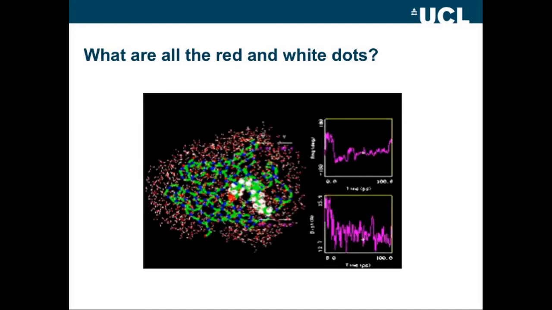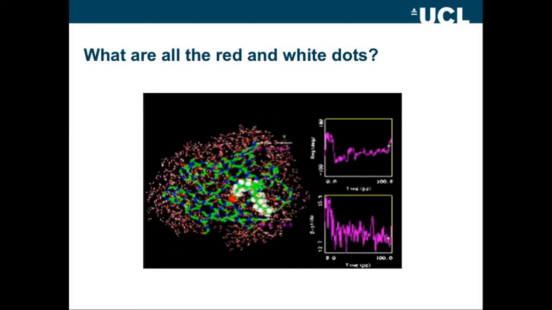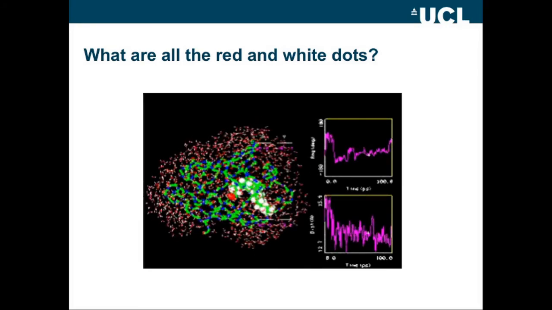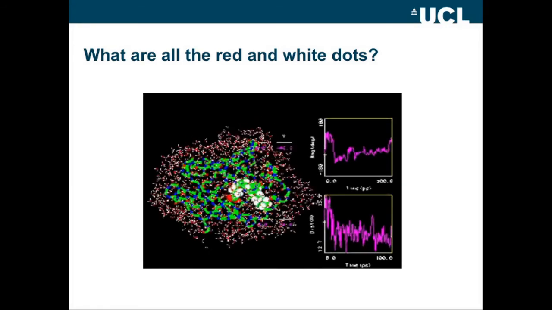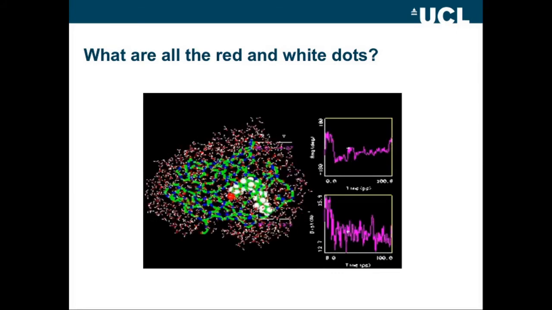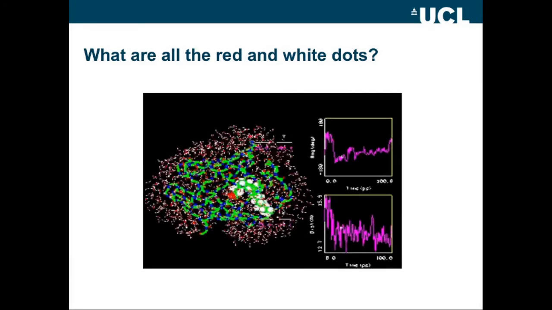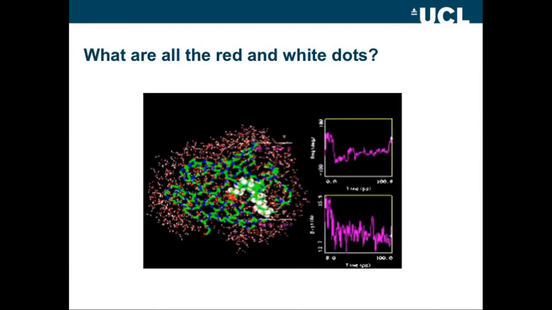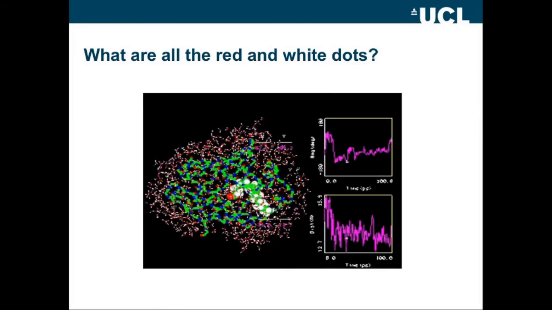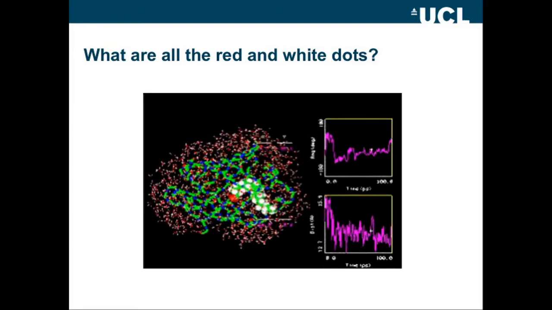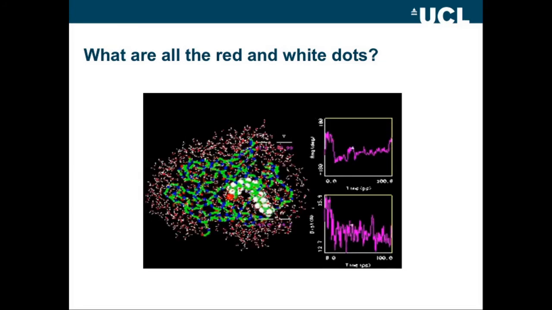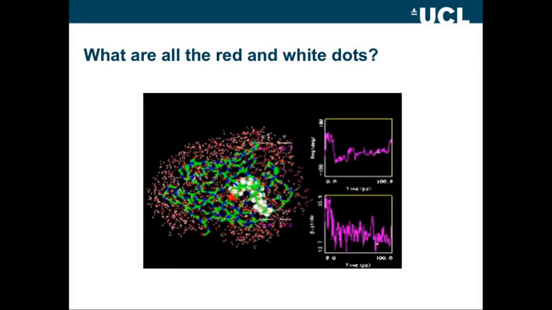This is a simulation that I showed you right near the beginning, where we're seeing the molecular dynamics of a small protein and a ligand bound to it. Now, what are all those little red and white things around the outside? Well, they're water molecules. And you can see the number of waters is actually quite significant compared with the number of protein atoms that are in there.